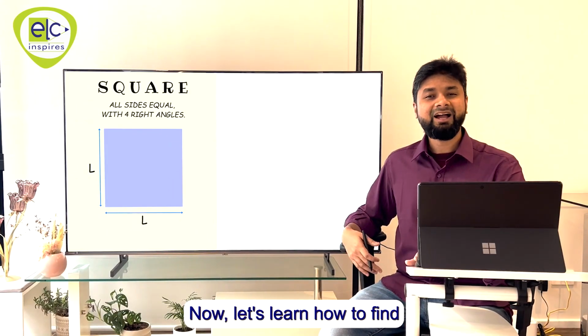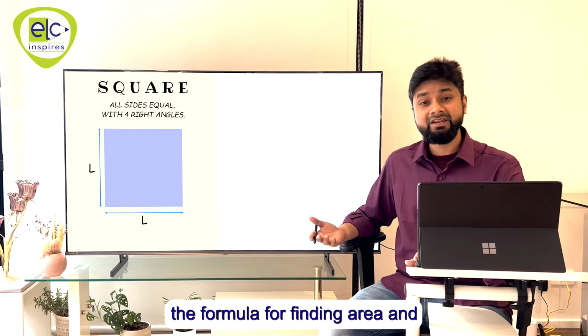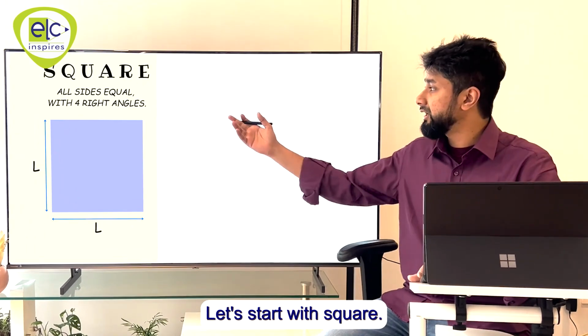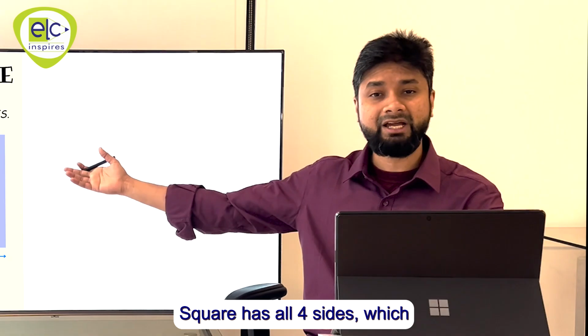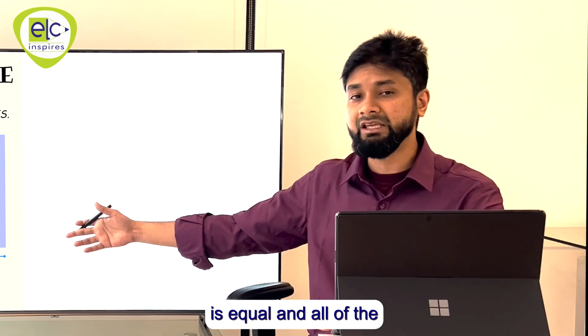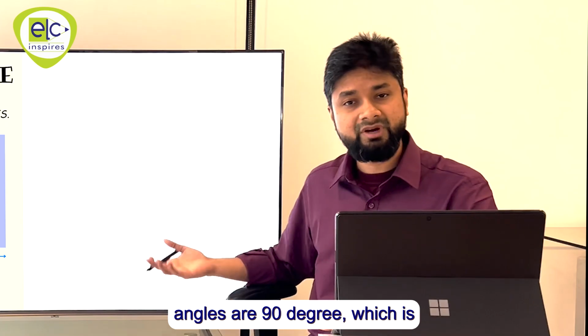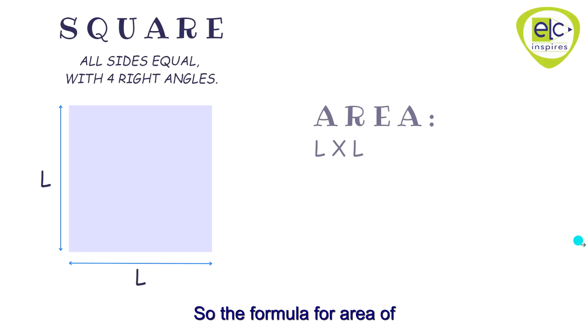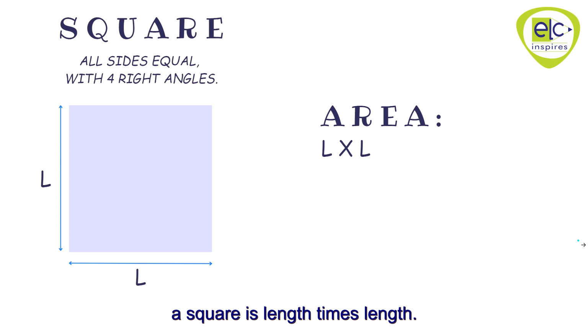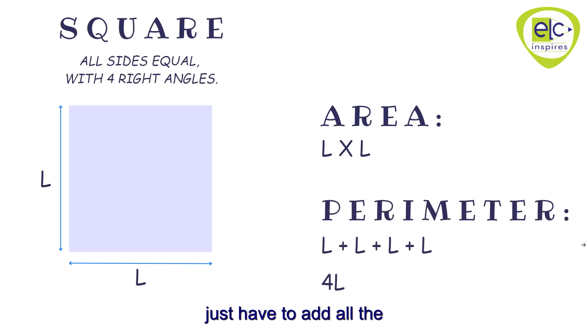Now, let's learn how to find the formula for finding area and perimeter of different 2D shapes. Let's start with square. Square has all 4 sides equal and all of the angles are 90 degrees, which is a right angle. So the formula for area of a square is length times length. Formula to find the perimeter, we just have to add all the sides.